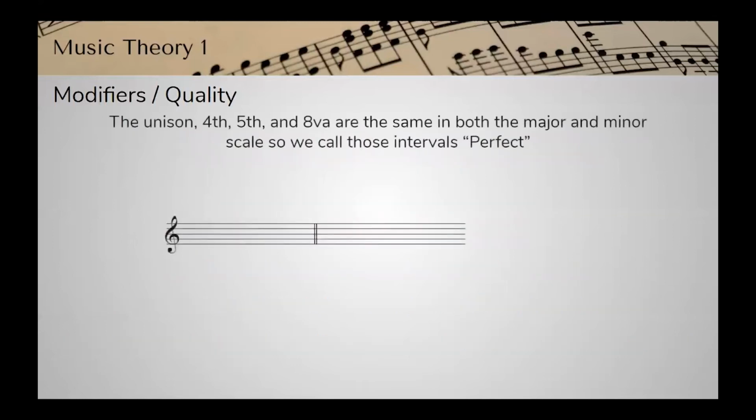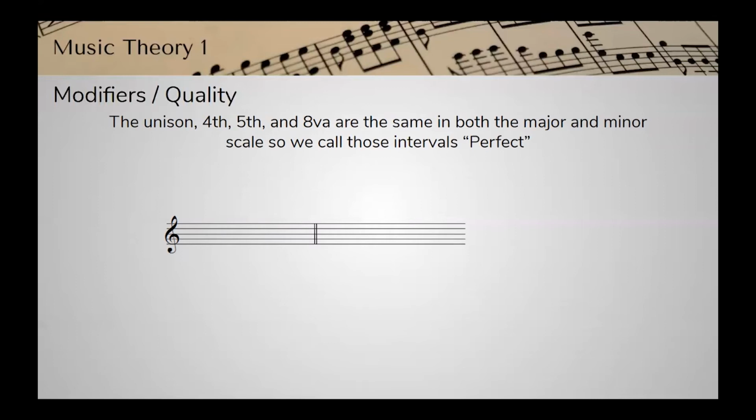So let's talk about unisons, fourths, fifths, and octaves. These are the same whether the scale is major or minor. So we refer to these intervals as the perfect intervals. A unison, a fourth, a fifth, and an octave are the same no matter if you're in a major scale or a minor scale. So we call them perfect.